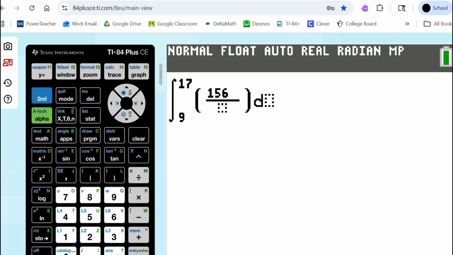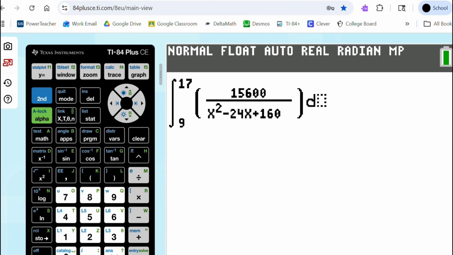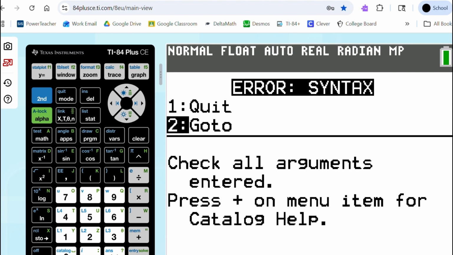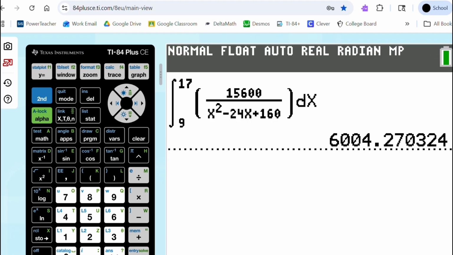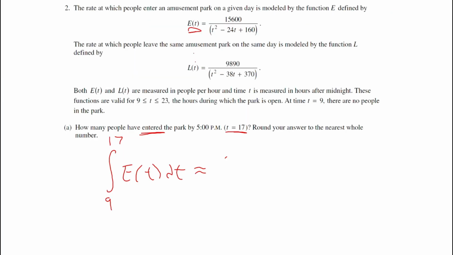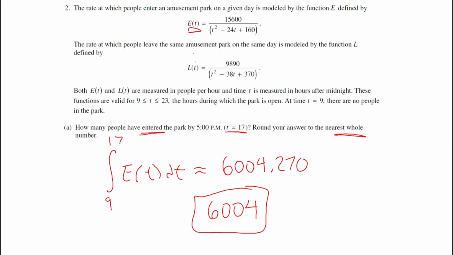And we can have 15,600 divided by t squared. So we'll do x squared minus 24x plus 160. And I forgot to hit the dx out at the end, so we'll put our dx out at the end, and now it will tell us that it's 6,004.270. And it says to the nearest whole number, so we will say 6,004 people enter during that time interval.